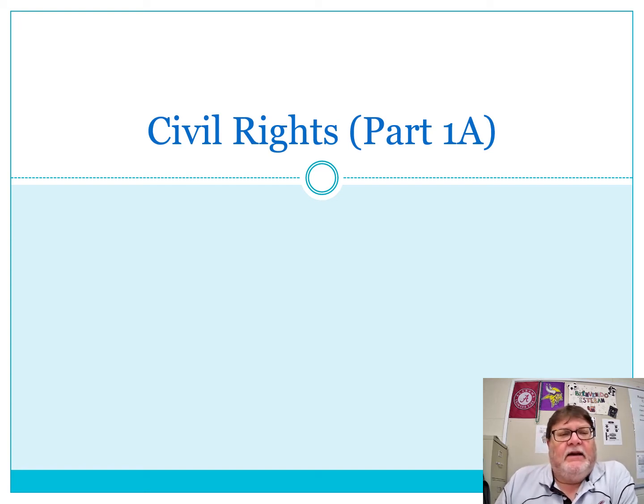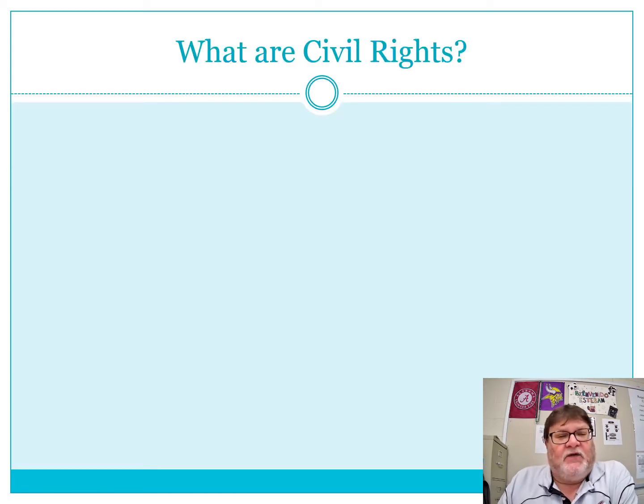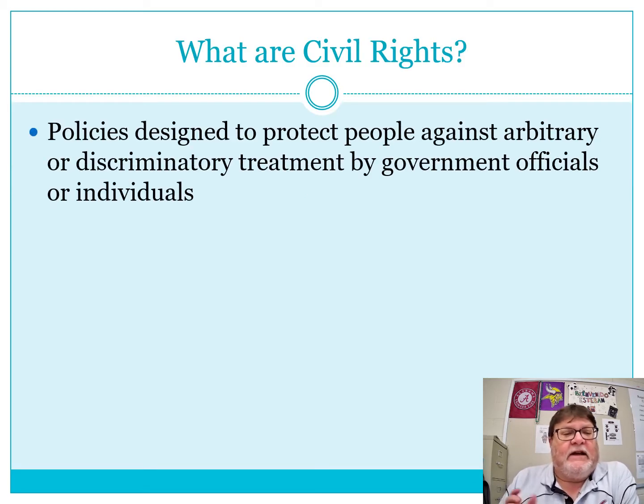It is a new week, and we start the last part of Unit 3, which is civil rights. We'll do this in two parts just to make sure we get it in the time frame. So, Part 1A, and we'll start with definitions and get us into this. Civil rights, so we need to know what they are. They are policies designed to protect people against arbitrary or discriminatory treatment by government officials or individuals.